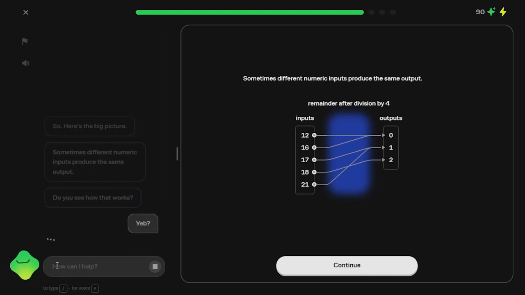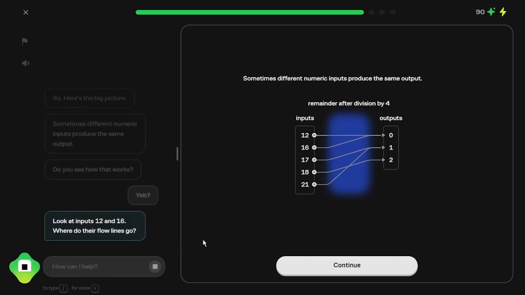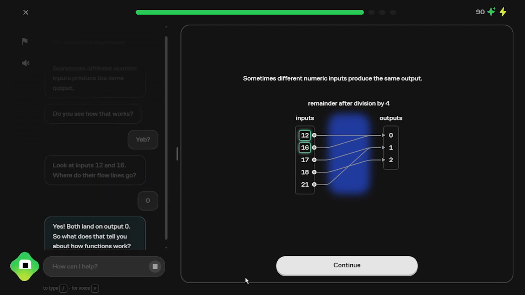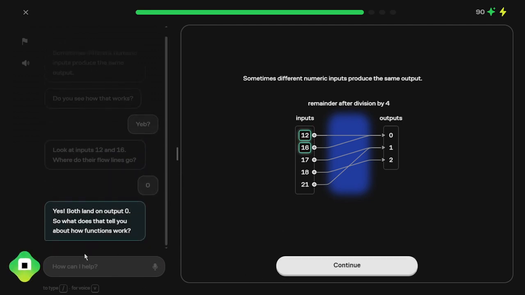Oh no, a question on it. Look at inputs 12 and 16. Where do their flow lines go? 0. I see, button and click button. Yes, both land on output 0. So what does that tell you about how functions work?